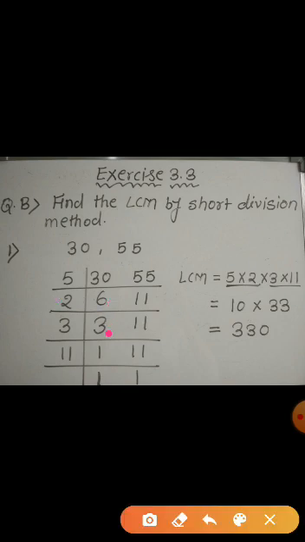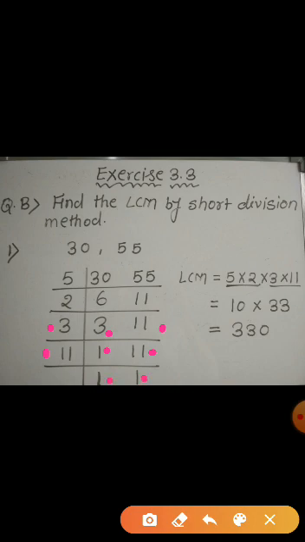Again we have to divide 3 and 11. Again there is no common prime factor in 3 and 11. So divide first 3. Now 3 is divisible by 3 only. So 3 divided by 3, we get 1. And 11 is not divisible by 3, so 11 will come down as it is. And at the last, 11 is only divisible by 11. So 11 ones are 11. So we got 1 in both the numbers.